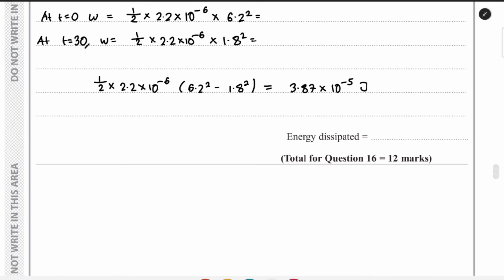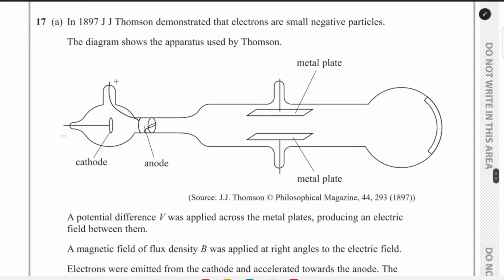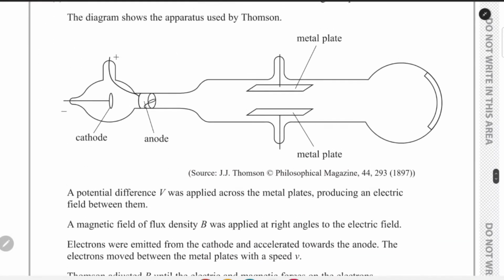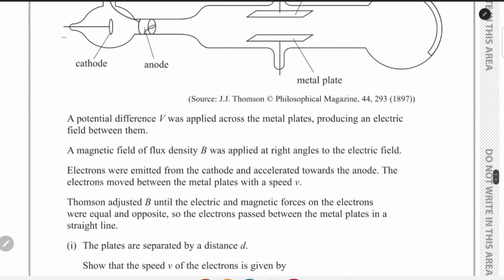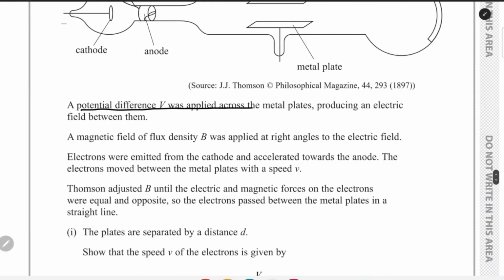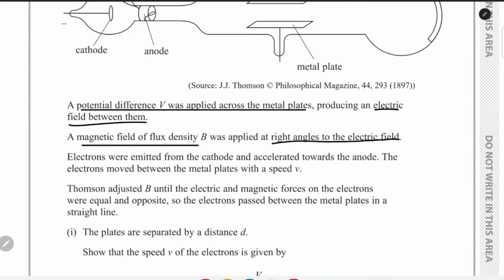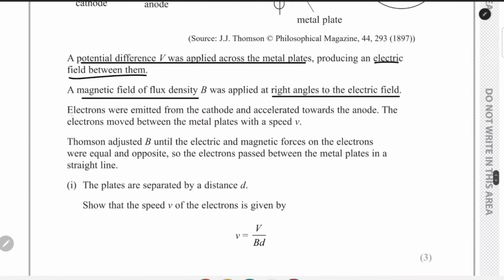Moving to the penultimate question. We have an apparatus over here containing an anode, a cathode, and metal plates. We are told that a potential difference was applied across the metal plates, producing an electric field between them, and a magnetic field of flux density B was applied at right angles to that field, and that electrons were emitted from the cathode and accelerated towards the anode and moved between the metal plates at a speed of v.